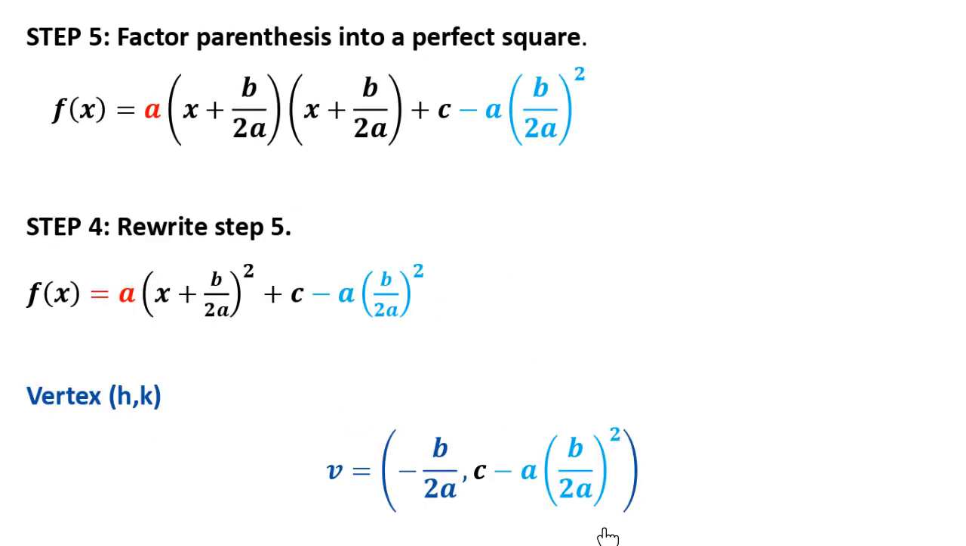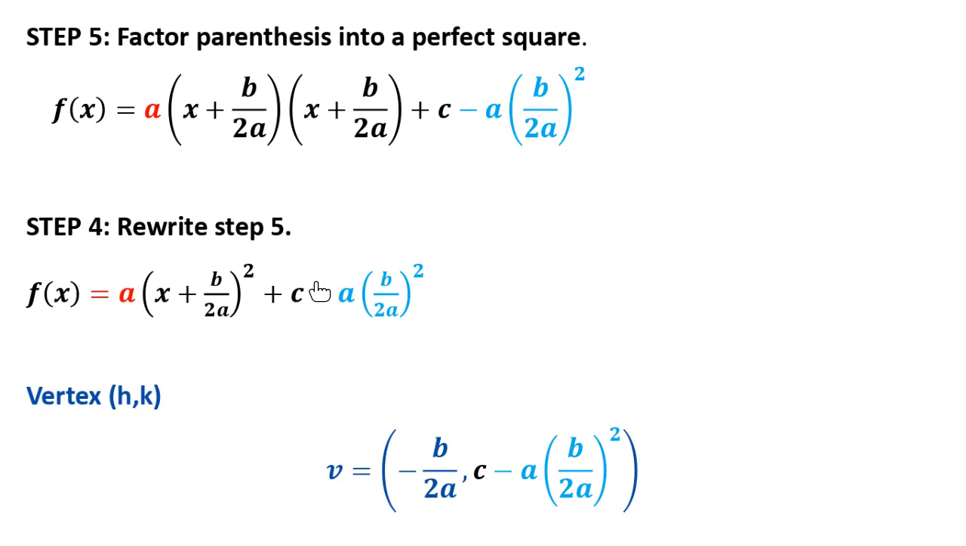So this term here, if I were to factor it out and solve it for you, it's going to be this term here. Again, this is why it's called a perfect square, because what I would have is x plus b over 2a, squared. Again, this plus c minus a over 2a squared, we would combine this term.